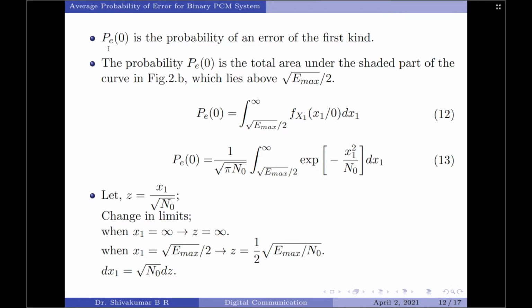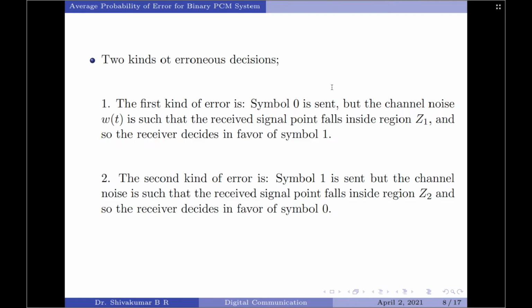Now let us assume Pe of 0 denotes the conditional probability of deciding in favor of symbol 1 when symbol 0 was transmitted. That is, Pe of 0 is the probability of error of the first kind. Now the probability of error Pe of 0 is the total area under the shaded part of the curve which lies above root of Emax by 2. Let me go back and show you that.